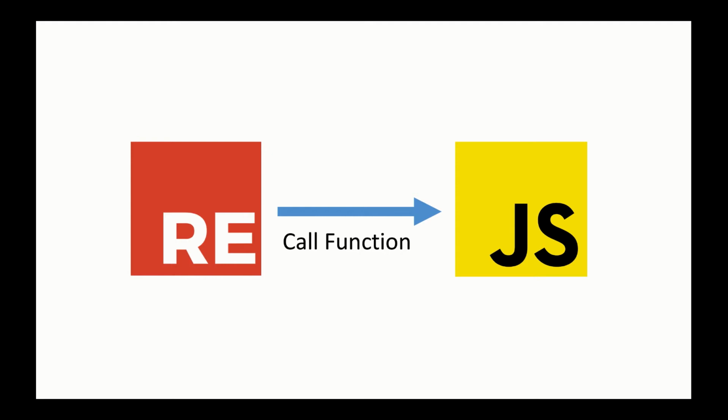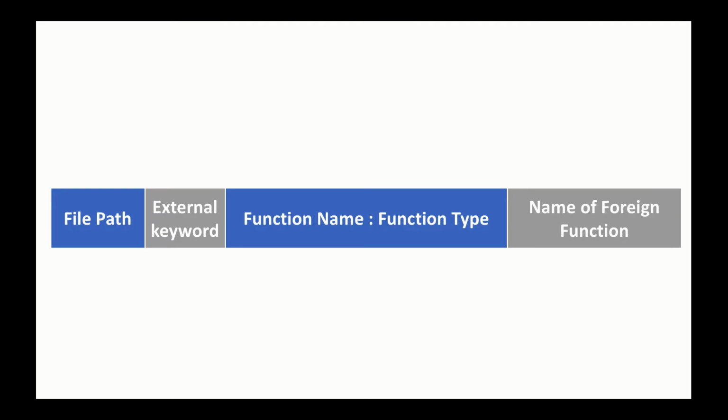So what the external feature allows us is to make calls to foreign languages, and since with BuckleScript JavaScript is the compilation target, most of the foreign functions we'll be calling would be lying in the JavaScript code base. So let us look at how we structure the external feature.